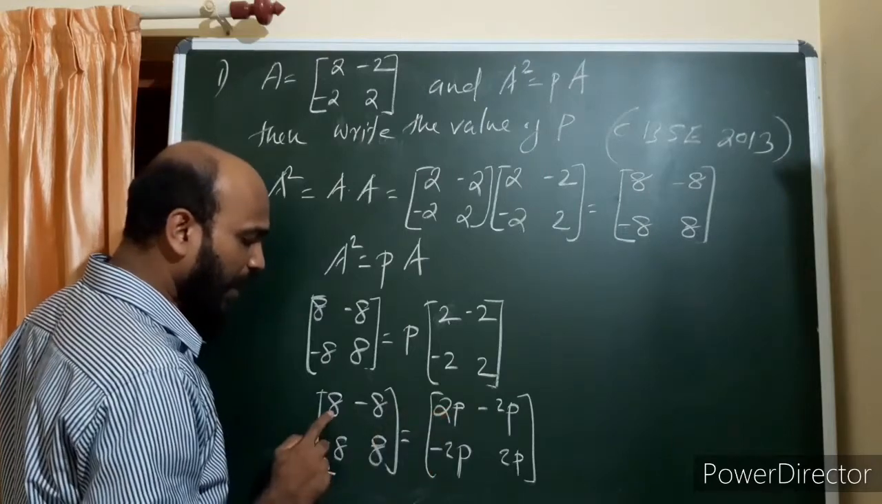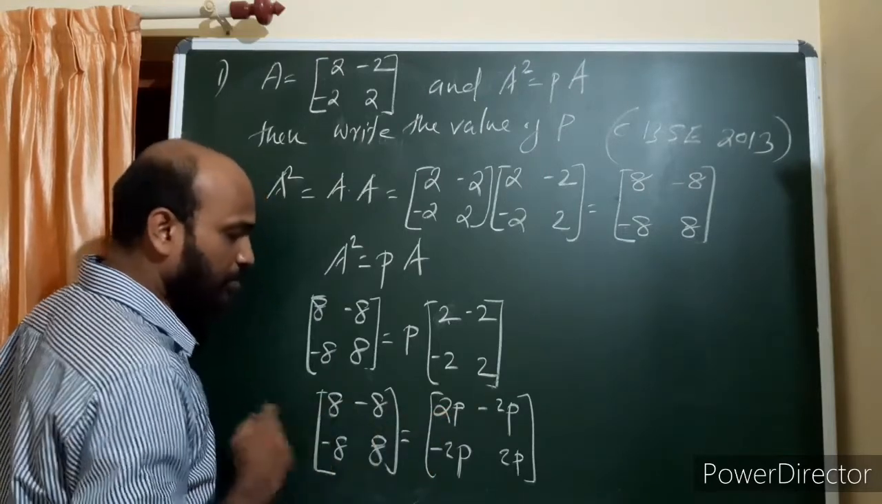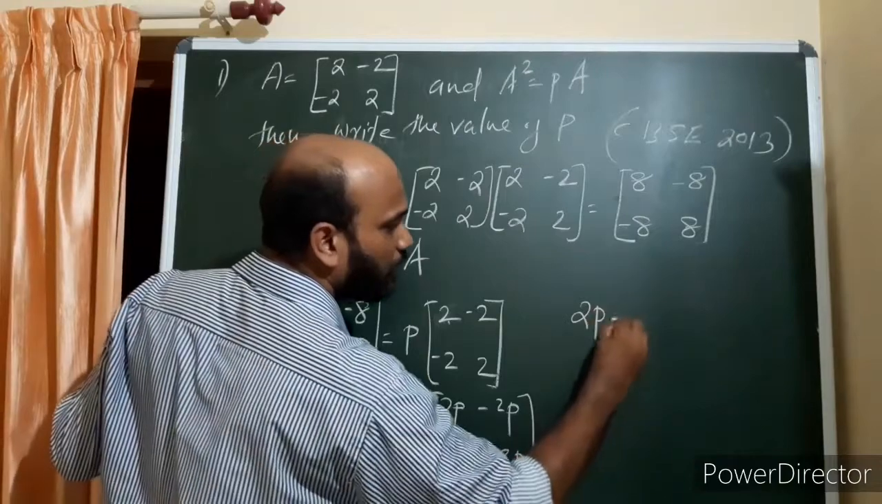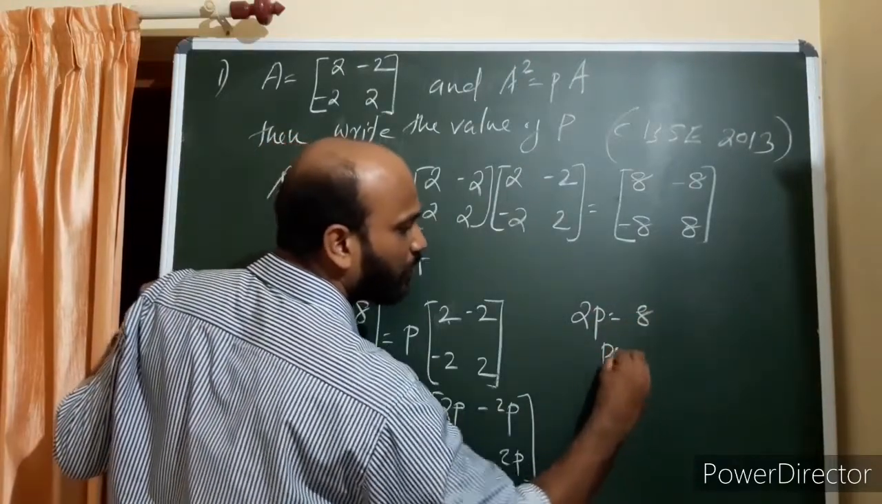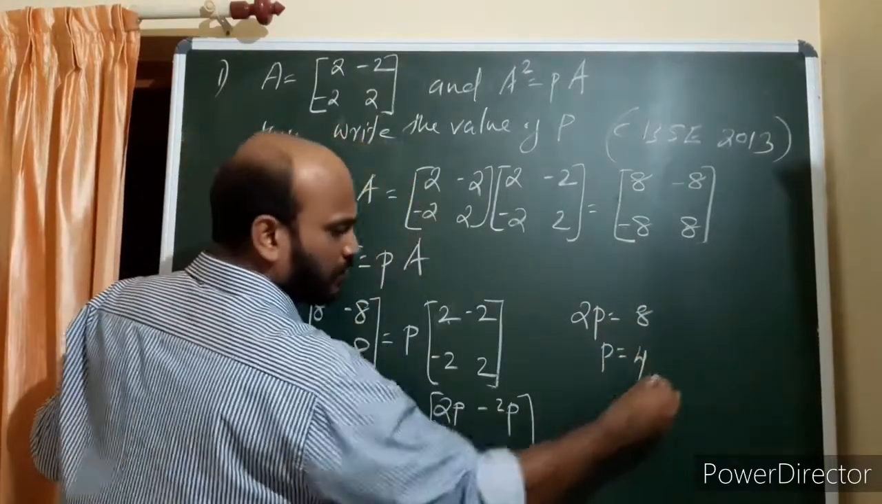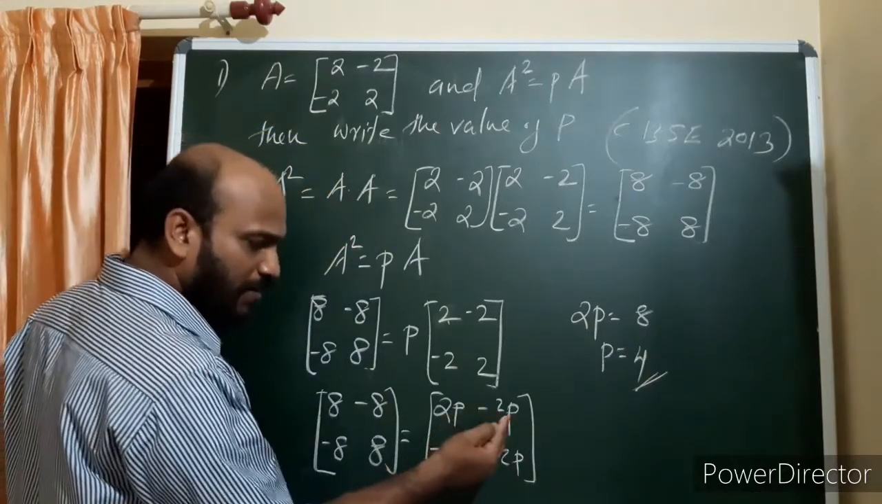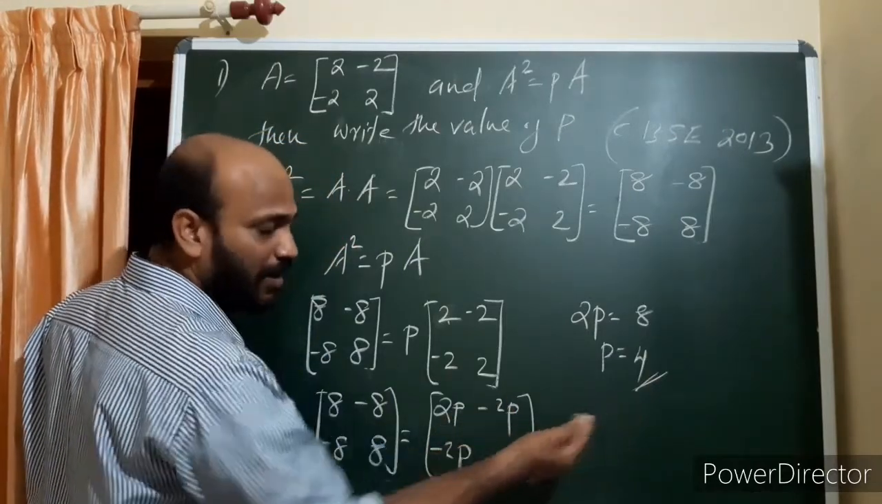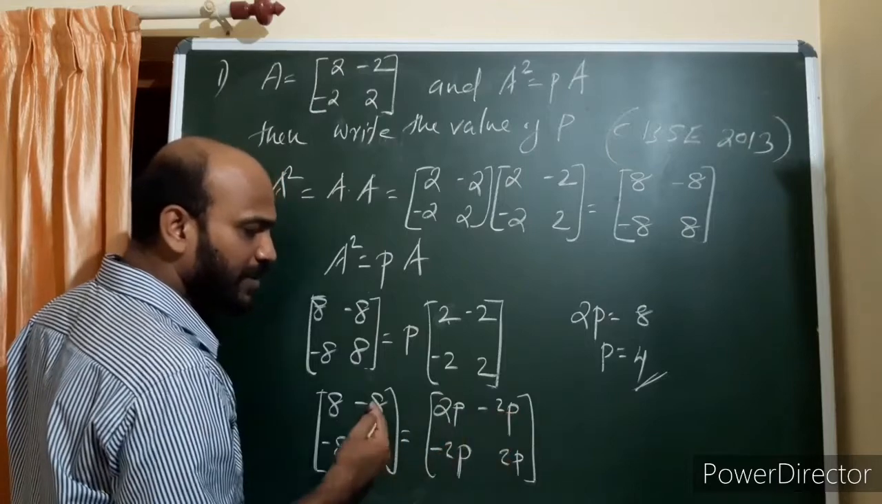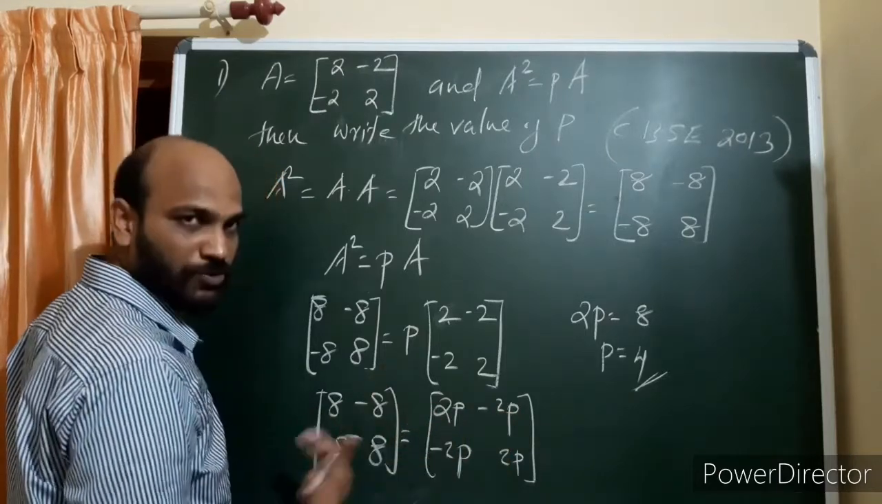Now the two matrices are equal, so we can equate corresponding terms. A11 equals A11 of the first matrix. So 2P equals 8, so the value of P equals 4. If we equate A12, then also we will get the same value. Minus 2P equals minus 8, so P equals 4.